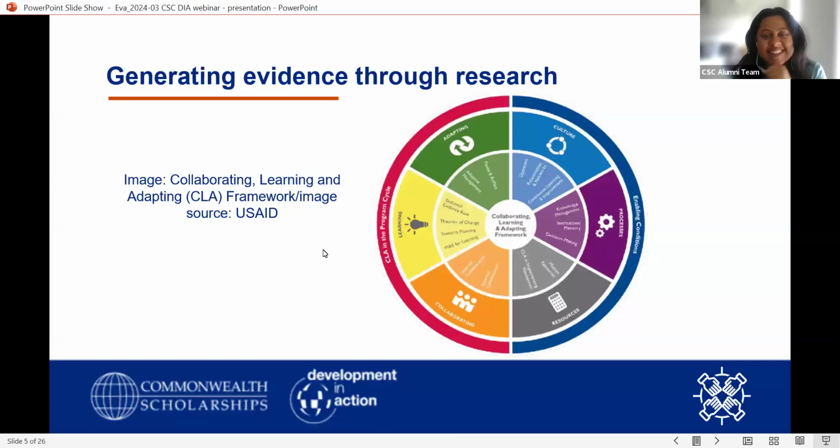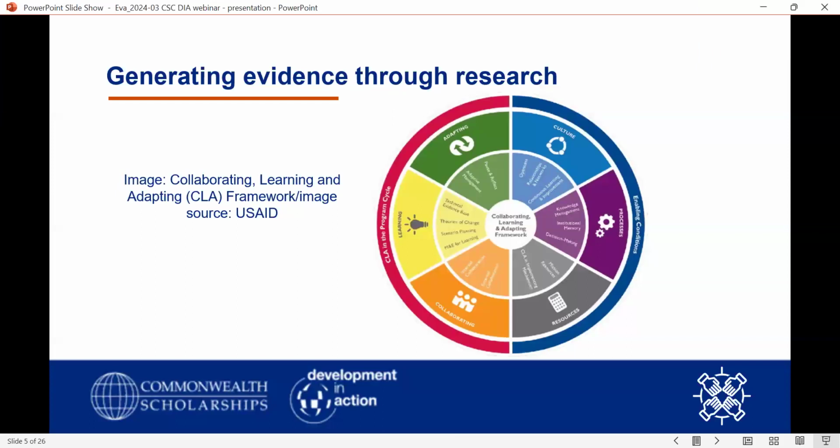As I was talking about the CLA tool of USAID, you can see this tool has two parts. On the right side, we have the enabling condition. On the left, you have the CLA in the program cycle. So the enabling condition is the organizational process, culture, and resources. For this presentation, I will not discuss the enabling condition, but I will discuss the left side, which is the collaborating, learning, and adapting. So for the collaboration part of a CLA framework, we work for internal collaboration and external collaboration.